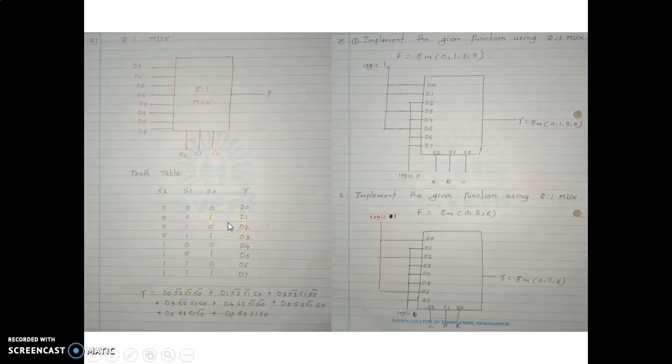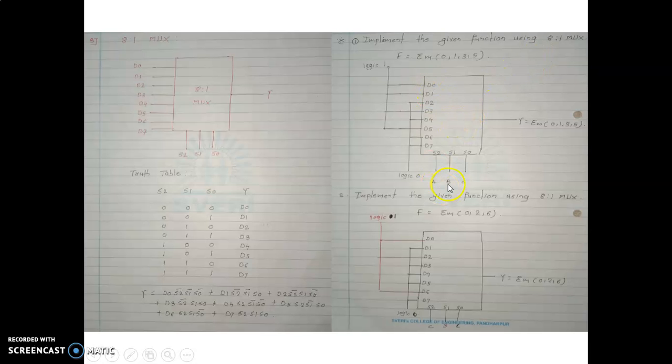So how to solve the equations, how to solve the examples by using a multiplexer. So here we can consider some simple equations. Example number 1 is: implement the given function by using an 8 to 1 mux, and the numbers are 0, 1, 3 and 5. So this equation we have to implement by using an 8 to 1 mux.